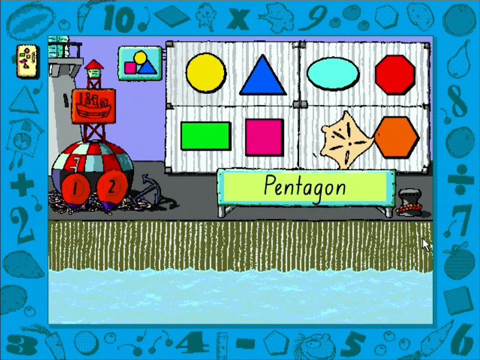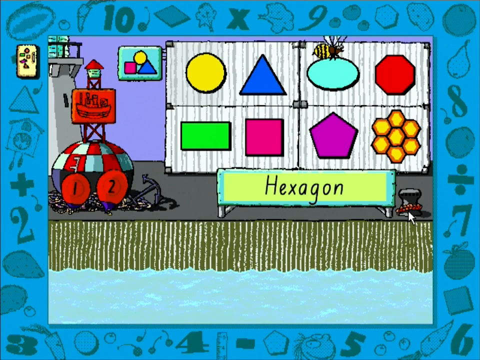Hexagon! There are lots of hexagons in a beehive. A hexagon has six sides and six corners. You can make a hexagon with six triangles, like this.